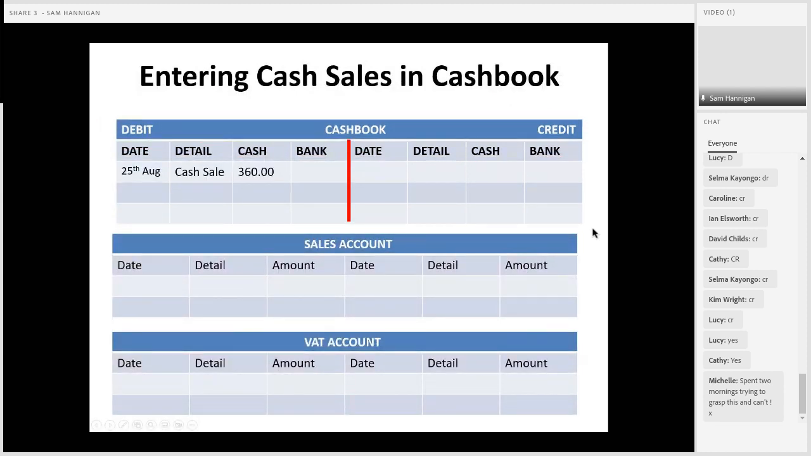So what we've got here... spent two mornings trying to grasp this and can't. Well, hopefully, Michelle, I will put it in simple Sam's terms and you'll be able to.